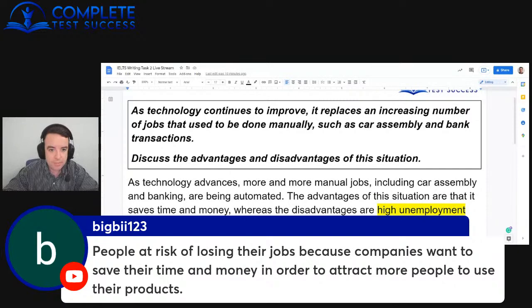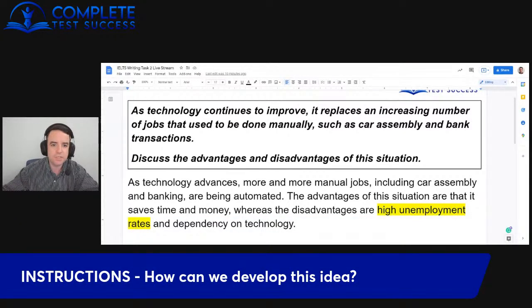Big B, people at risk of losing their jobs because companies want to save time and money in order to attract more people to use their products. No, because it already says in the question that people are losing their jobs. It says here, an increasing number of jobs that used to be done manually, such as car assembly, are replaced. So it literally says that in the question. What you have to say is why the overall unemployment rate in the country is higher.